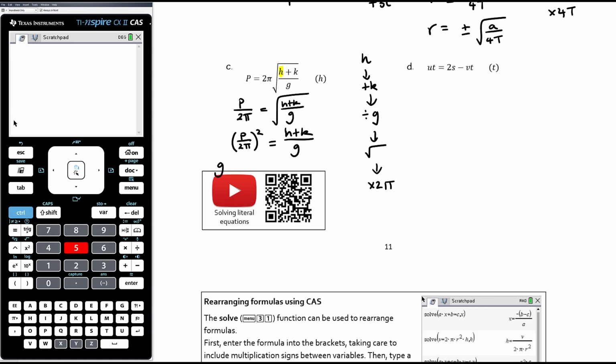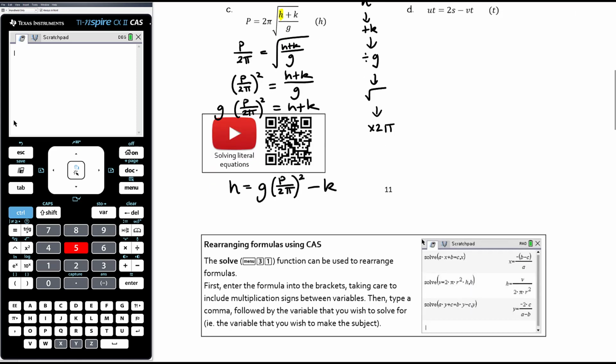I might write one more line up here. So we're going to get g times p over 2 pi squared equals h plus k. And then the last thing we want to do is subtract h from, what are we making the subject? H, so subtract k from both sides. So h is going to be equal to g times p on 2 pi all squared, take away k.